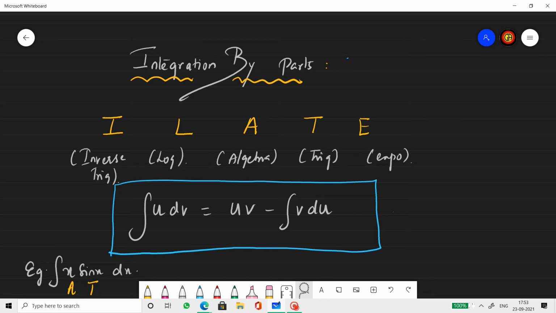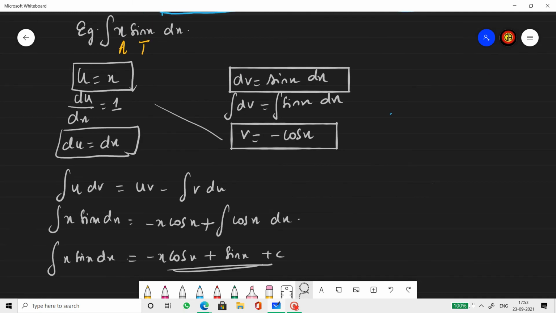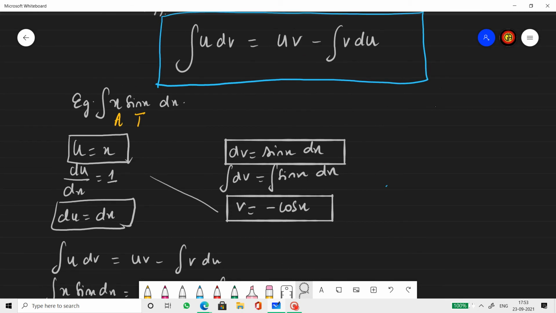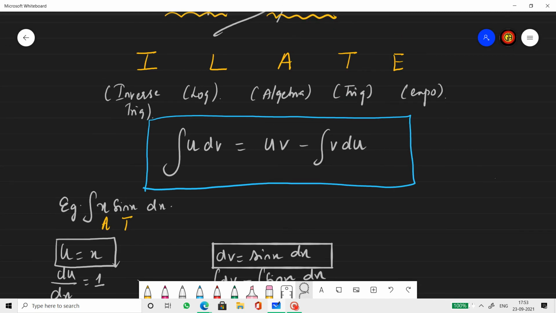Now, this is the first sum of the exercise. Integration of x sin x dx. As you can see, it is in product form, and there are two different functions. What are the functions? The first one is algebra, the second one is trigonometry. So I wrote A and T under them. As per the ILATE order, A comes first and then T.